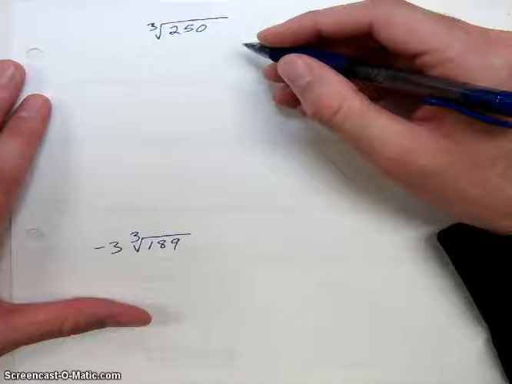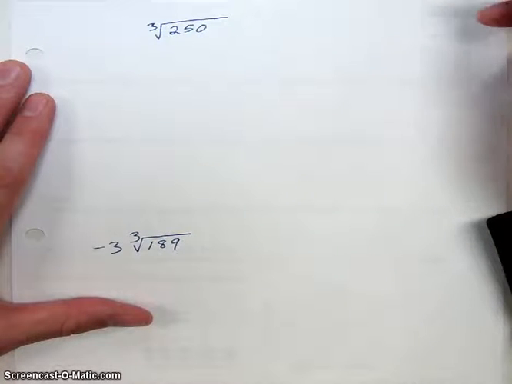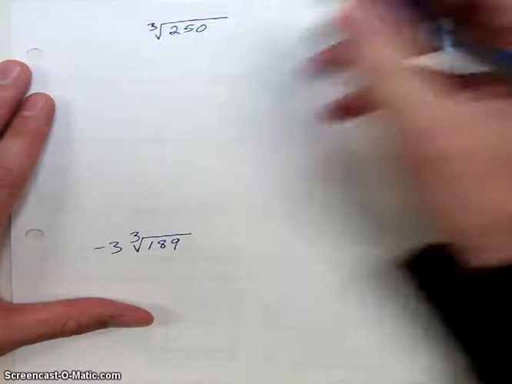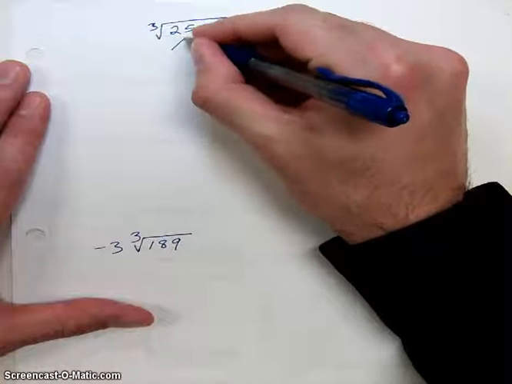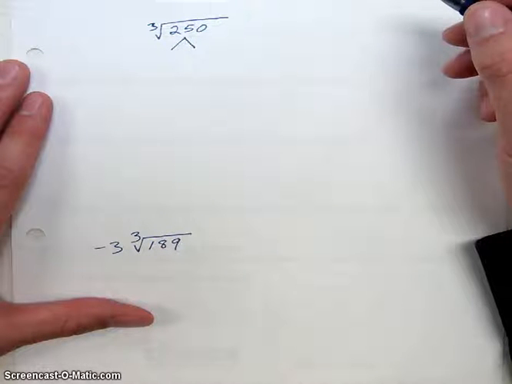Alright guys, in this video I want to show you how to simplify cube roots. It's going to be very similar to the process of simplifying square roots, except we're going to do something a little bit different at the end. So we're going to start off by breaking it down into its prime factors, doing our prime factorization tree again.